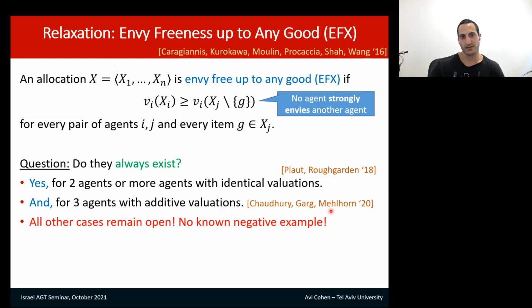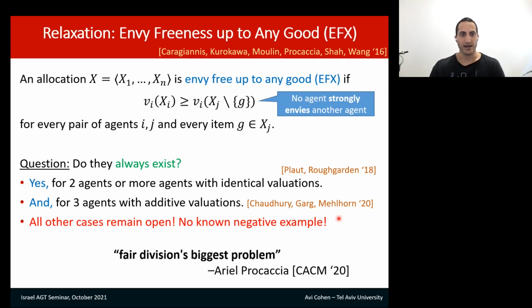Okay, and other cases remain open. Moreover, no one knows any negative example of an instance with any number of agents and any type of valuation where it doesn't admit an EFX. So this is how much we know about this problem. And as such, it was deemed fair division's biggest problem by Ariel Procaccia in an article in Communications of the ACM.